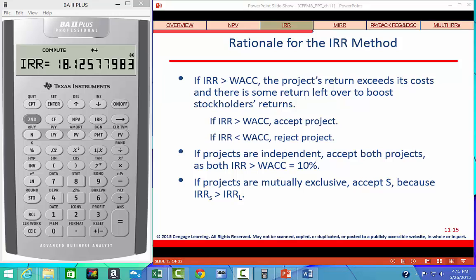Now, the thing that would change is the acceptability of the projects. Project L would be rejected if the weighted average cost of capital were greater than 18.1%. And then S would be rejected if the weighted average cost of capital was greater than 23.6%. So changing the weighted average cost of capital only affects the acceptance or rejectance, if that's a word, of the projects.